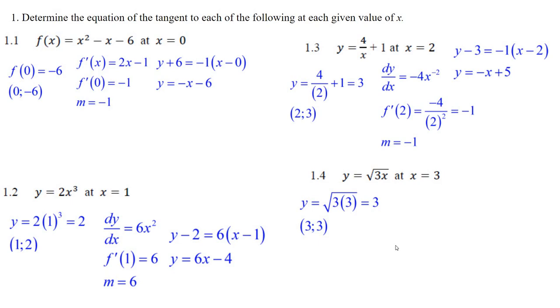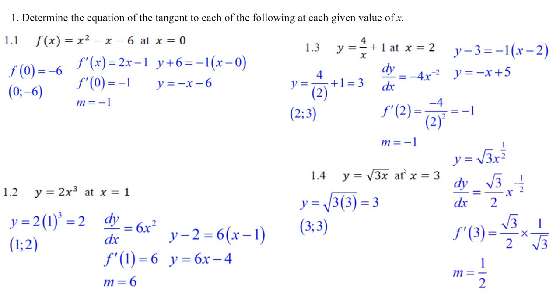Okay, now, what's the derivative? Well, we're going to have to put this in the right form. We have to go root 3 and then x to the half. Then a half times root 3 is root 3 over 2, and then we subtract 1. There's the derivative. But what does this x to the minus half mean? It means 1 over the square root of it. We need to find the gradient. A half means square root. Negative means it's on the bottom.